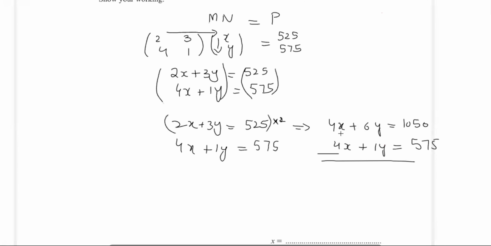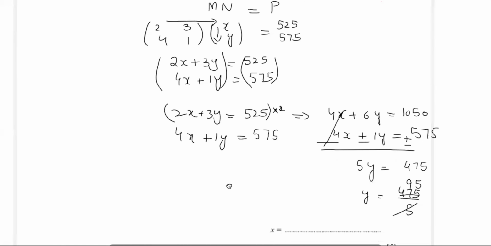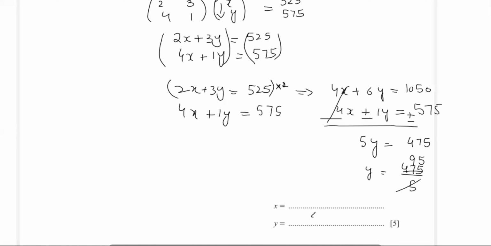Now we take the difference of both equations. Equation 2 is subtracted from the first. Therefore, the x value will be cancelled. We get 6 minus 1 is 5y, and 1050 minus 575 is equal to 475. Now y will be equal to 475 divided by 5. 5 times 9 is 45, 5 times 5 is 25. Therefore, y will be equal to 95.